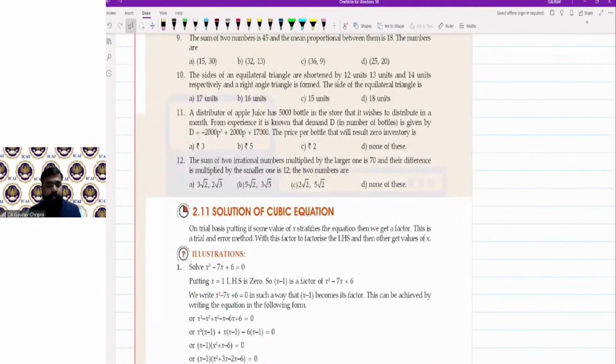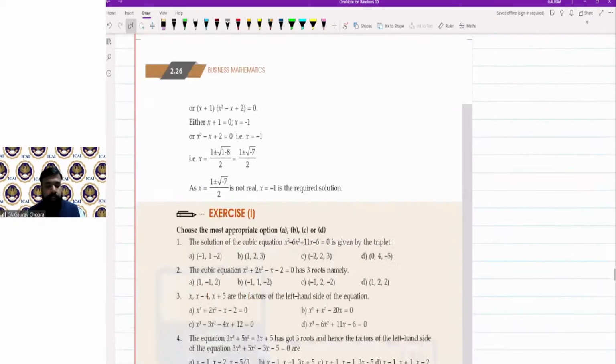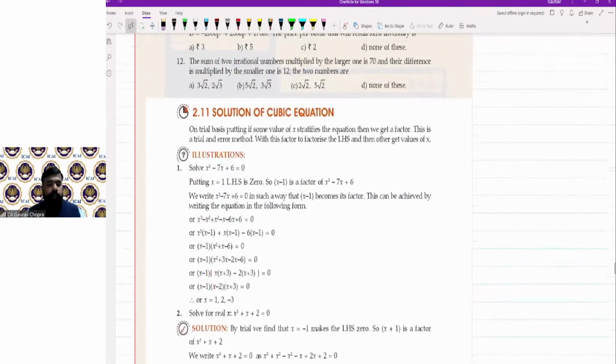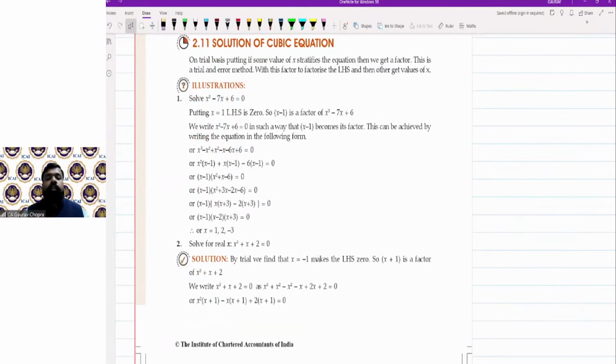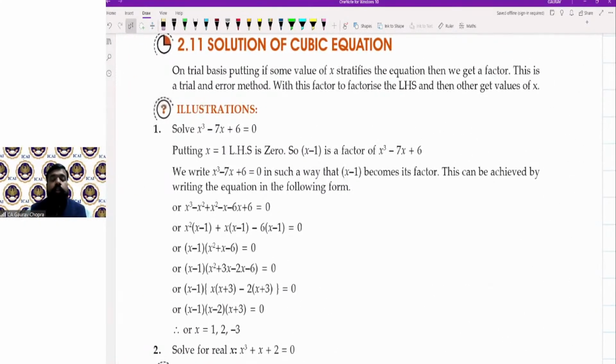Now we are having exercise H, then some cubic equations, and then exercise number I. So let us first do this cubic equation, and then we will solve exercise questions. Okay. Now, how to solve the cubic equation? So what is the way of solving this?